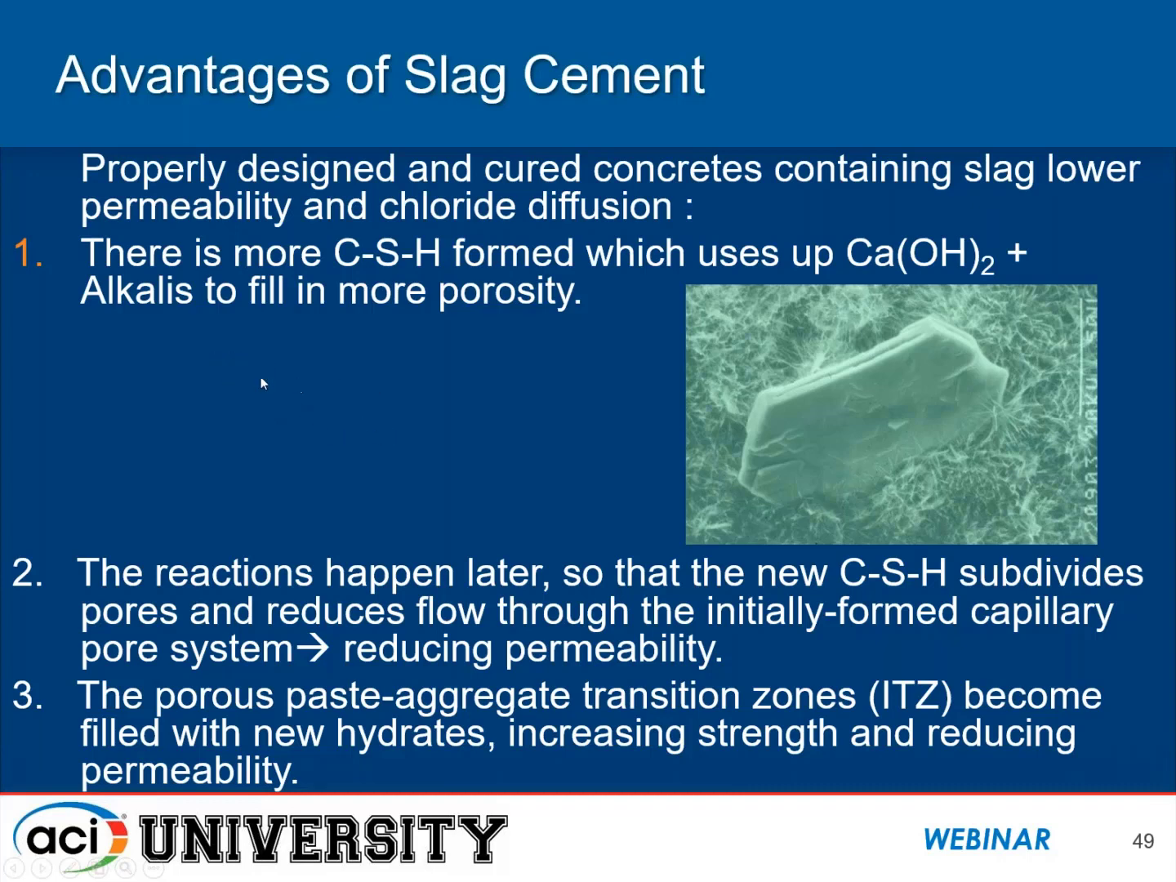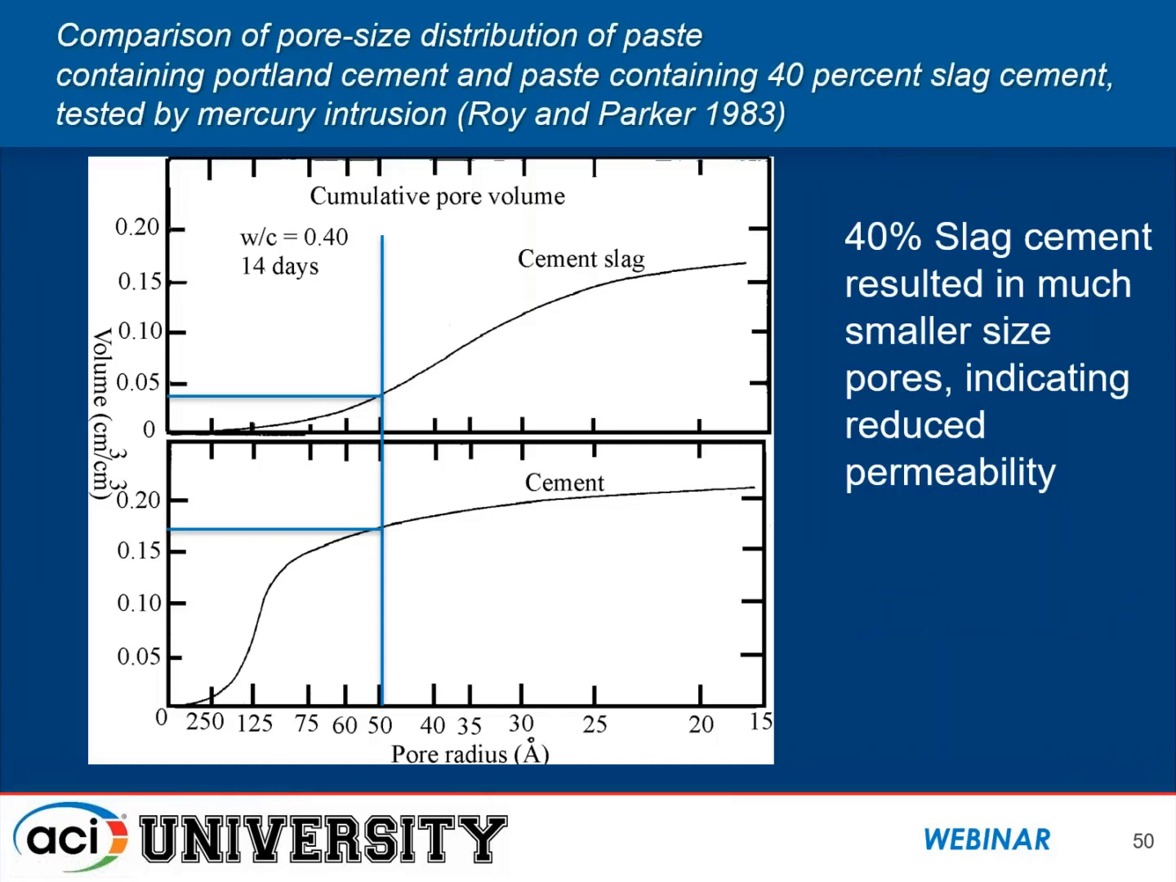Okay, I want to talk about permeability and pore structure. So again, the slag forms more calcium silicate hydrates, which fills in pore space. And it happens later, so it subdivides the original pores that the Portland cement sets up, and it helps reduce the permeability of the concrete. It also strengthens these aggregate interfaces. That happens to be a calcium hydroxide crystal sitting on a bed of calcium silicate hydrates.